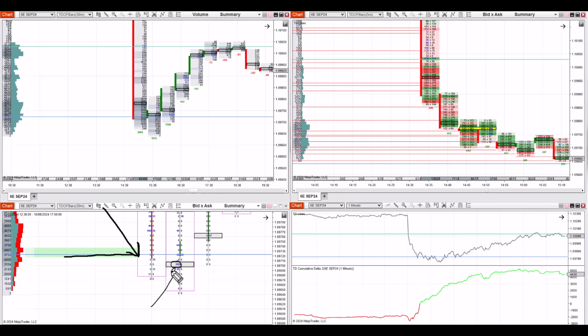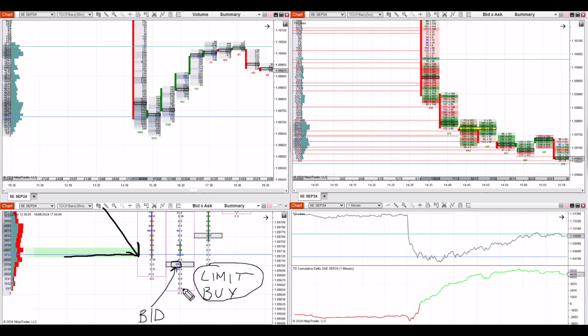Now, this order appeared at bid. If the price is dropping towards a support and a huge order appears at bid, then it is very likely that this is a limit buy order, because a limit buy order shows at bid. And that's another very strong confirmation.